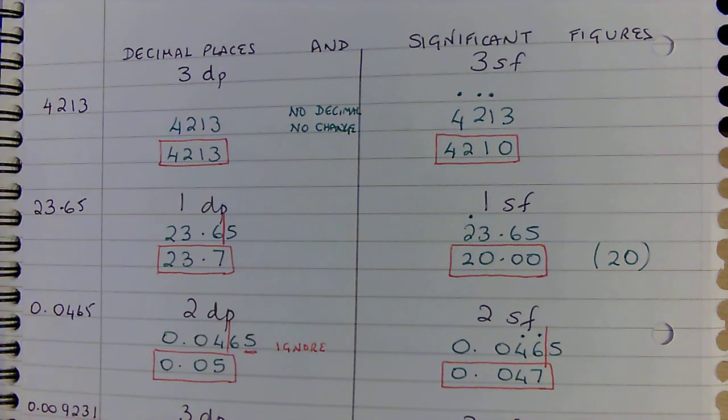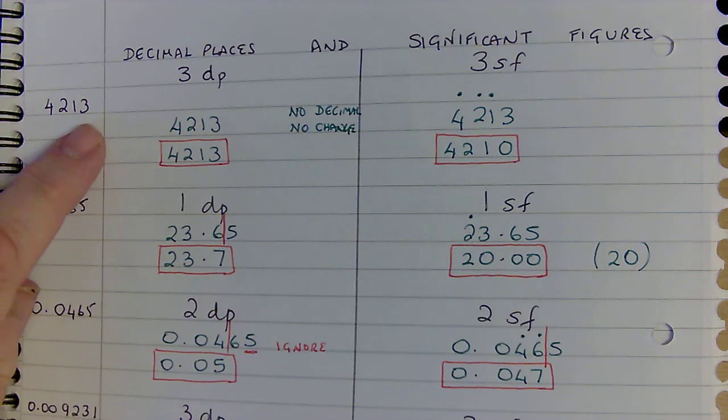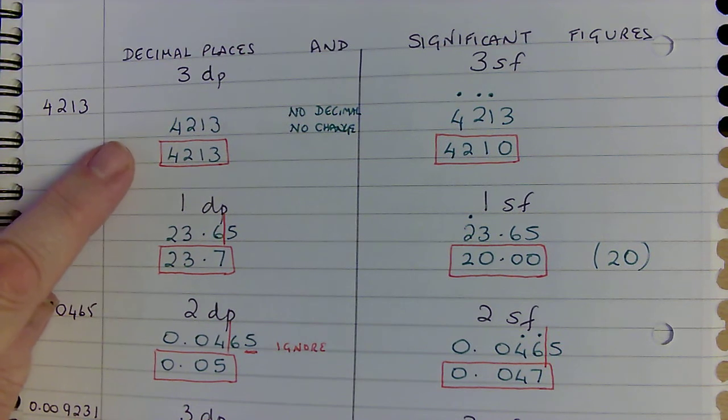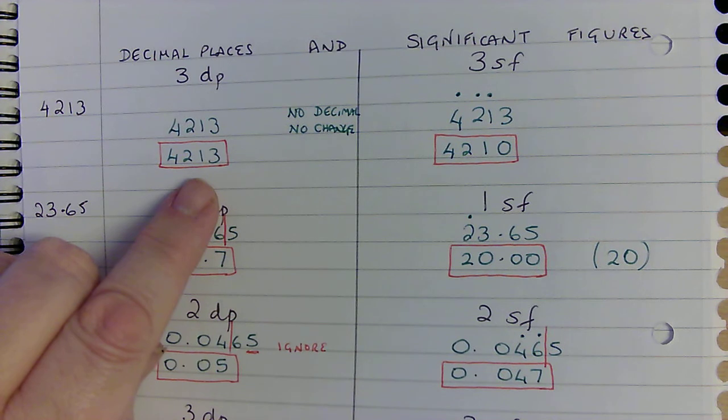So the first number I'm going to look at is 4,213. Now, there are no decimal places. It doesn't say 4,213 point something, and so there are no decimal places to round to, which means there is no change in the answer.